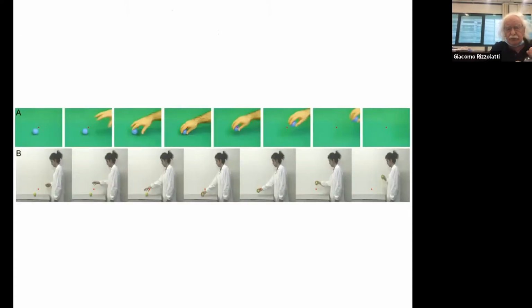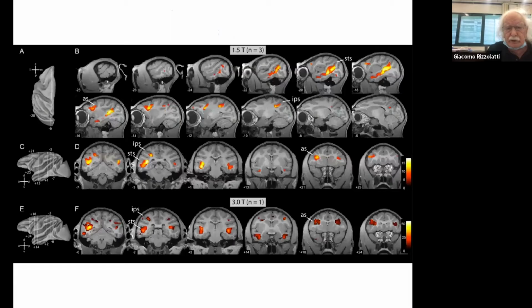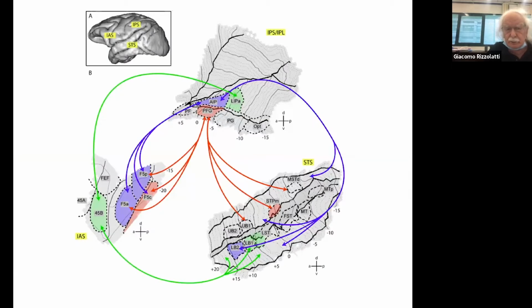The movie that we show to the monkey is very boring, but the monkey doesn't care. The monkey cares essentially about food. So the monkey is caring about food, but its brain received this input that you see here, grasping with a hand, or the girl grasping an object. I don't go into detail, but that's allowed us to describe the whole circuit.